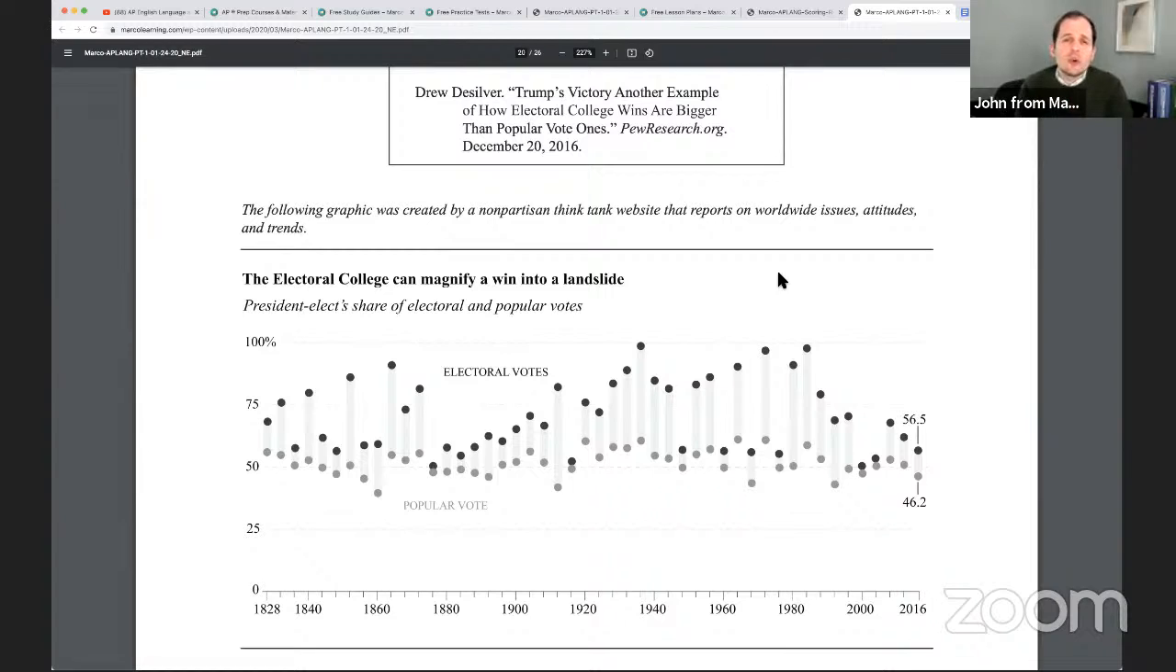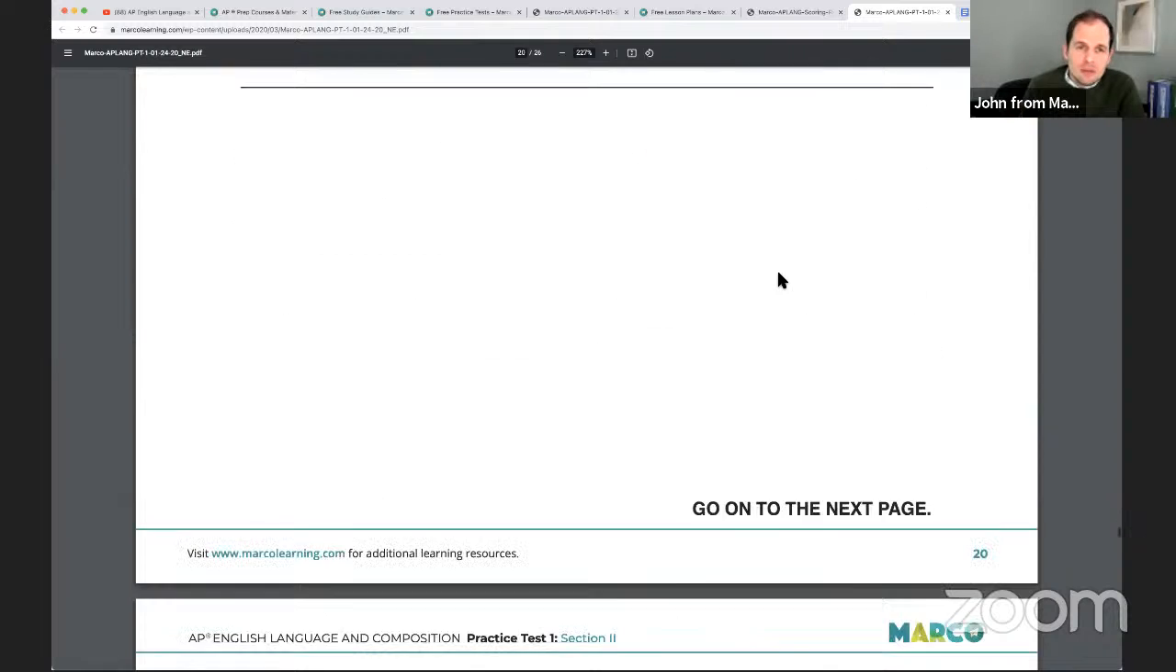I could use that to argue both ways. Honestly, I don't 100% get this graph. I don't need to use it. This isn't a DBQ. Move on.